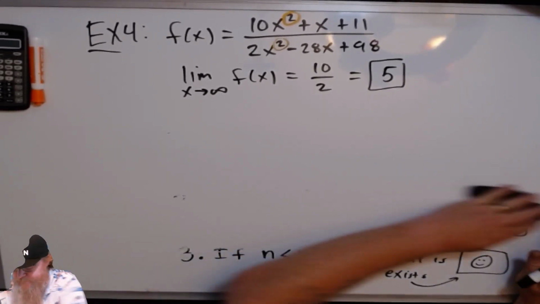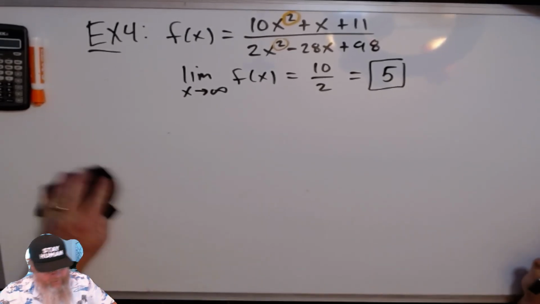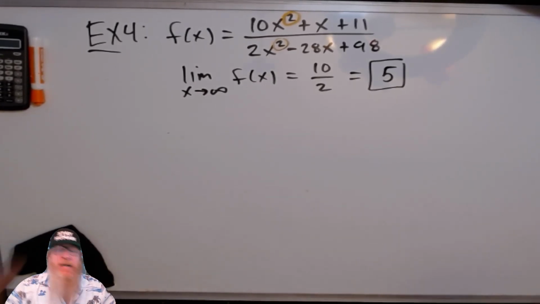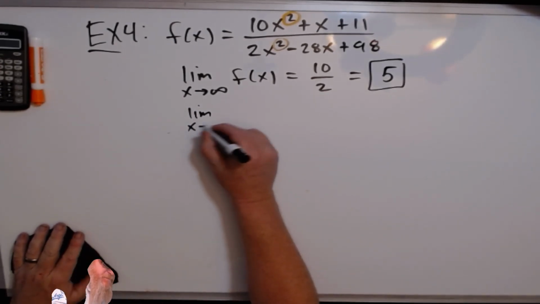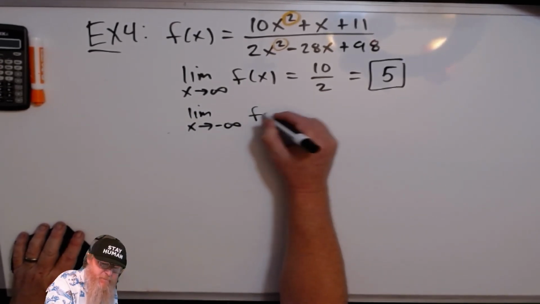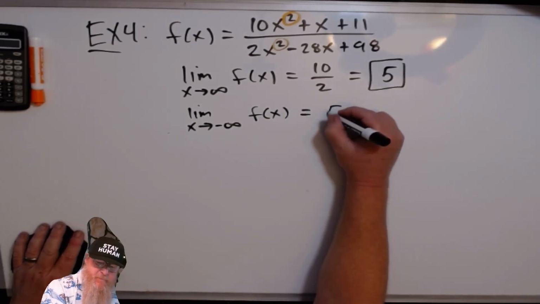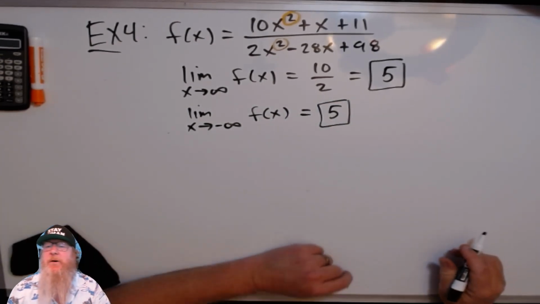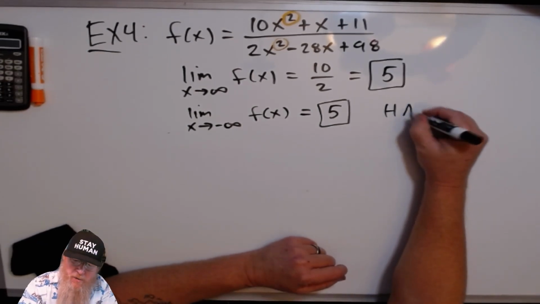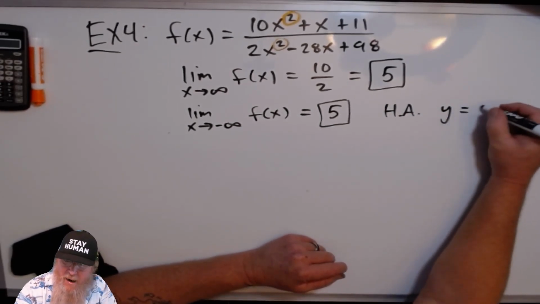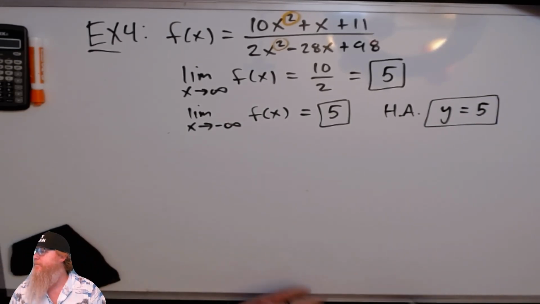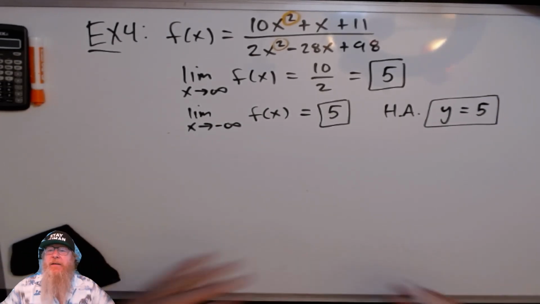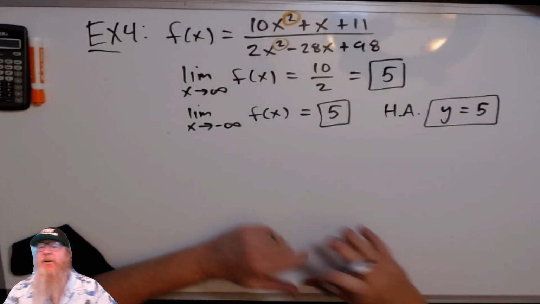Using the buy one, get one free deal, the other limit is also the same. Two for the price of one. There's a horizontal asymptote at y equals 5. That's a lot easier than dividing these all out.